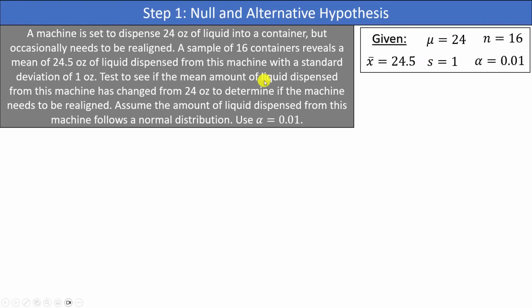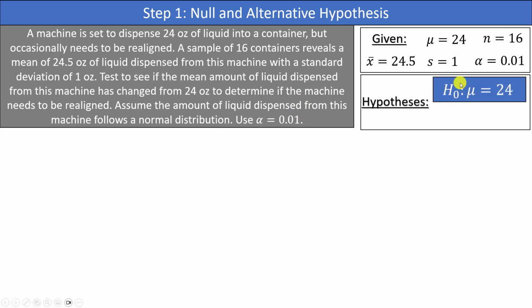So we can go ahead and set up our null and alternative hypotheses. Our null hypothesis is always going to contain an equal to sign, and in this case it's that mu is equal to 24, and then we're going to have a sign of either a greater than, less than, or not equal to in our alternative, depending on what they are trying to suggest here. If we read the second to last sentence here, they say test to see if the mean amount of liquid dispensed from this machine has changed from 24 ounces. So "has changed" means it could be larger, could be smaller. So this is the case when we have what is called the two-tailed test, indicated by the not equal to sign in our alternative hypothesis.